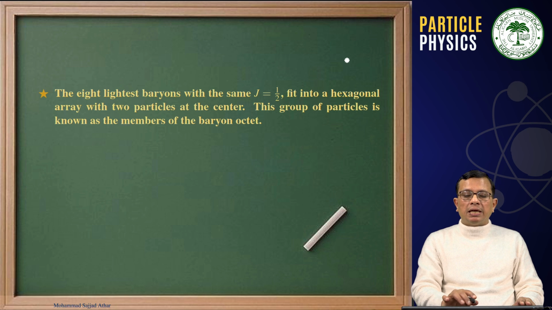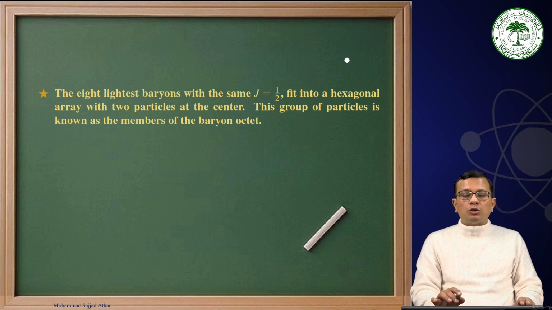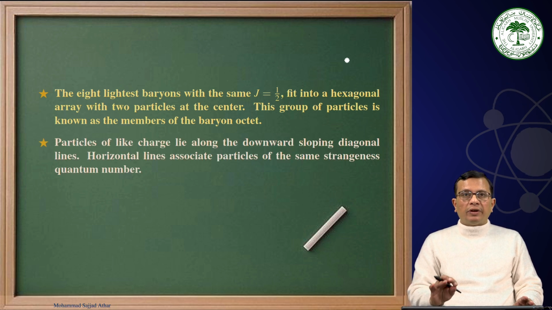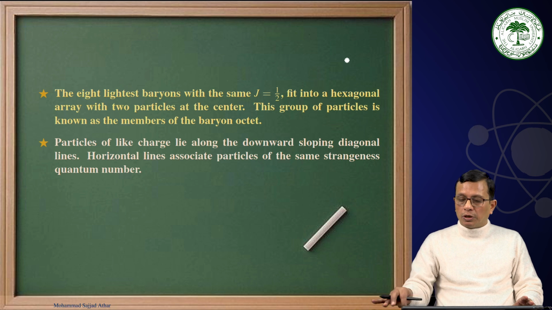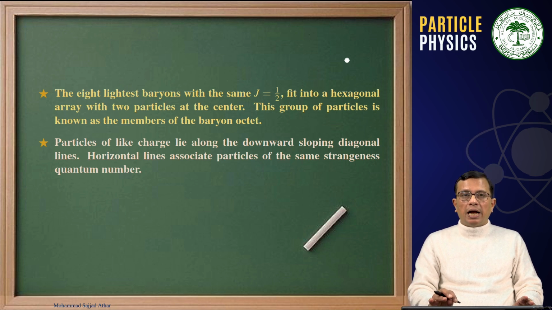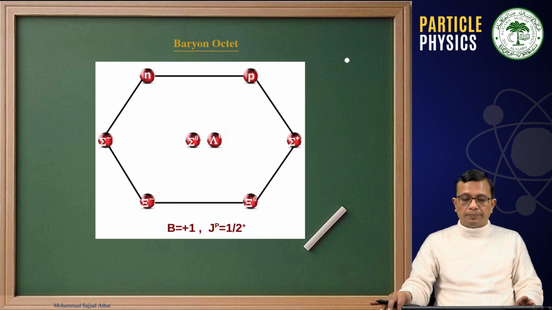As we have seen, the 8 lightest baryons with the same spin half fit into a hexagonal array with two particles lying at the center, sigma 0 and lambda 0, and he called this group of particles the members of the baryon octet, 8 particles. Particles of like charges lie on the downward sloping diagonal lines, and horizontal lines associate particles of the same strangeness quantum number. As you can see here, this is the picture.